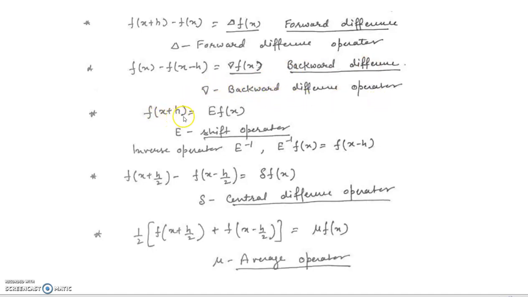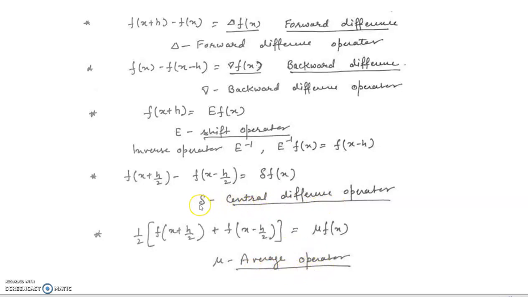Now f of x plus h can also be written as capital E f of x, where E is the shift operator because this E is shifting x to x plus h. And in the reverse direction, the inverse operator E inverse on f of x gives f of x minus h. If we are taking the inverse operator, then we have to subtract h, and if we are taking E, then we have to add h. Likewise, we have two more operators, the central difference operator and the average operator.